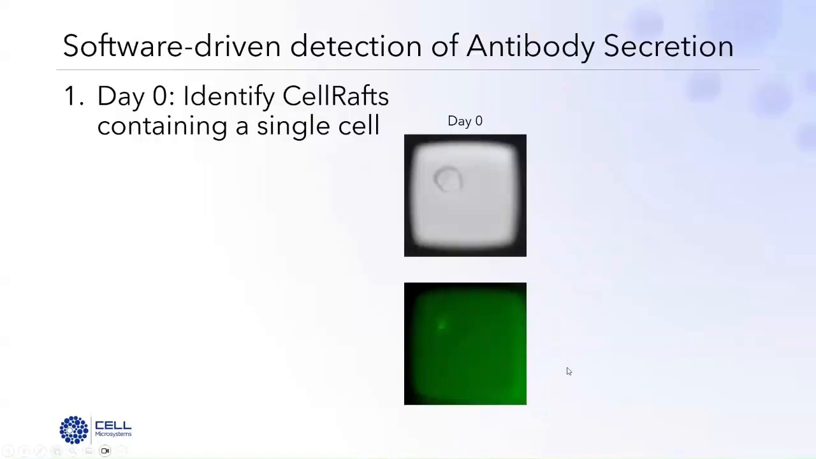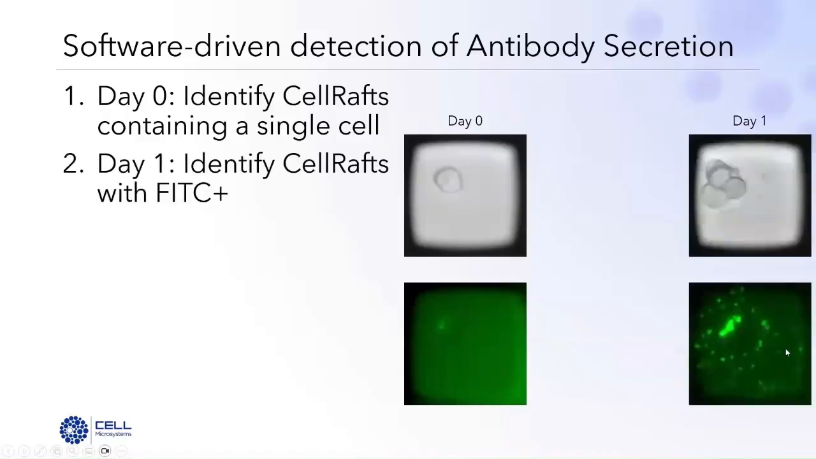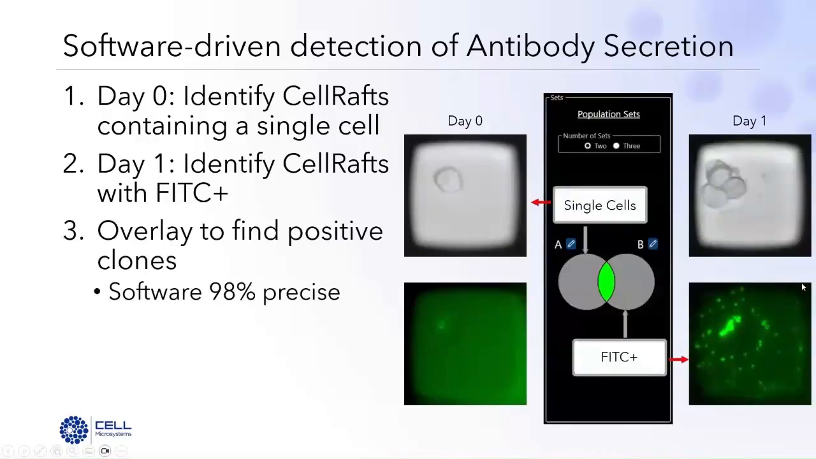Because all of our data are image-based data, we can use our software to very easily identify rafts containing our cells of interest. So we can use the software to identify positions containing a single cell at day 0. We can look for FITC expression, as you can see here at day 1 on the right-hand side. And then the software can take both of those population sets and overlay them in this lovely Venn diagram that you see in the middle. The intersect, highlighted in green here, represents our targets that are single cell clones that are in fact antibody producing as measured by green fluorescence intensity.